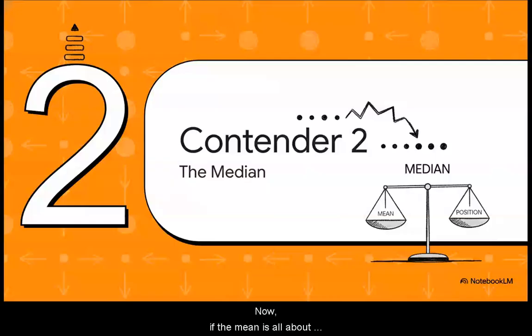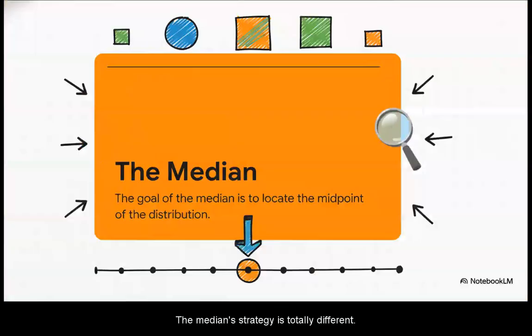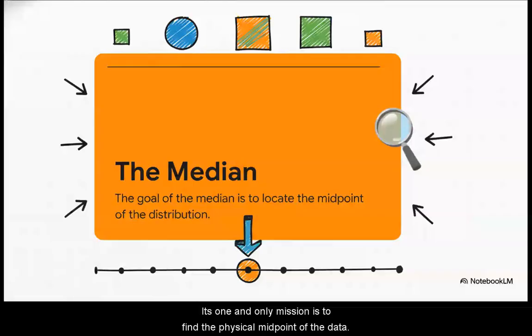All right, let's bring in our second contender, the median. Now, if the mean is all about finding the balance, the median is all about finding the middle. The median strategy is totally different. Its one and only mission is to find the physical midpoint of the data. It's the score that's literally sitting right in the middle of the pack.